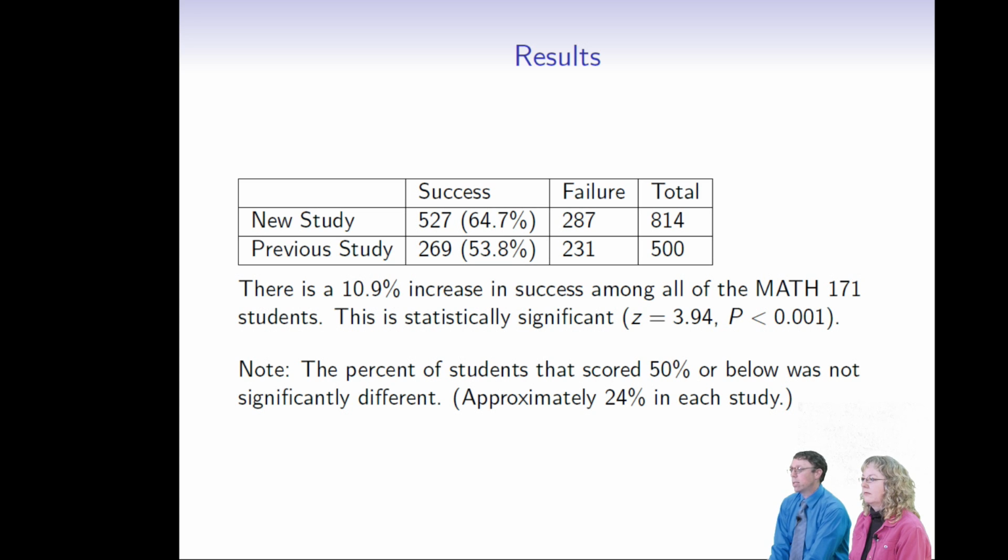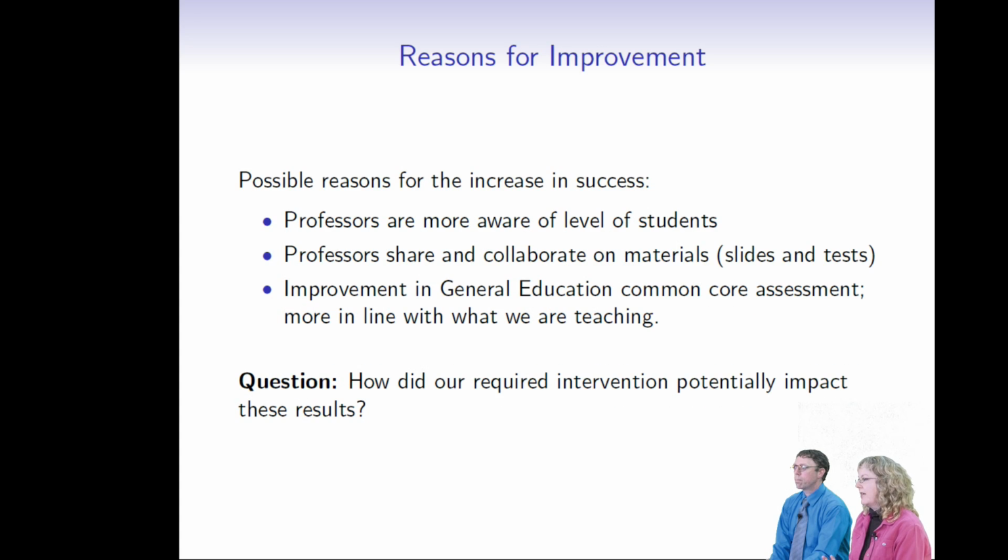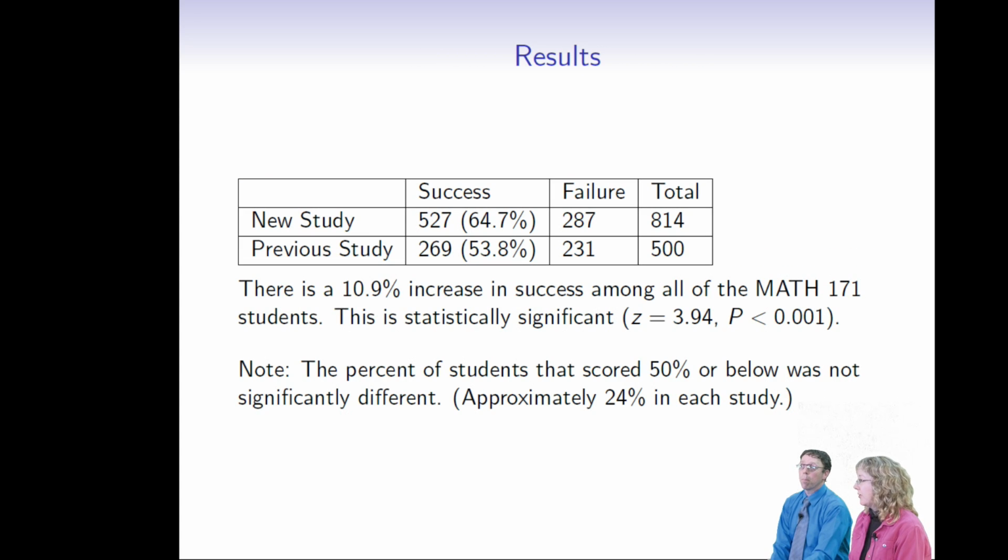This is statistically significant. And we might just point out here that the percent of students who scored 50% or below was not statistically significant. It was about 24% of our students that scored 50% or below in both of these studies. And I would just like to note that number. 24% of our students cannot get above 50% on this basic skills quiz, which is kind of a shocking thing.